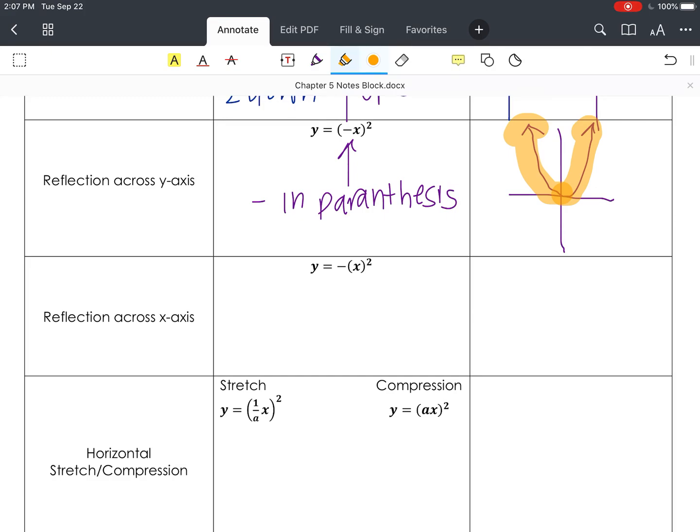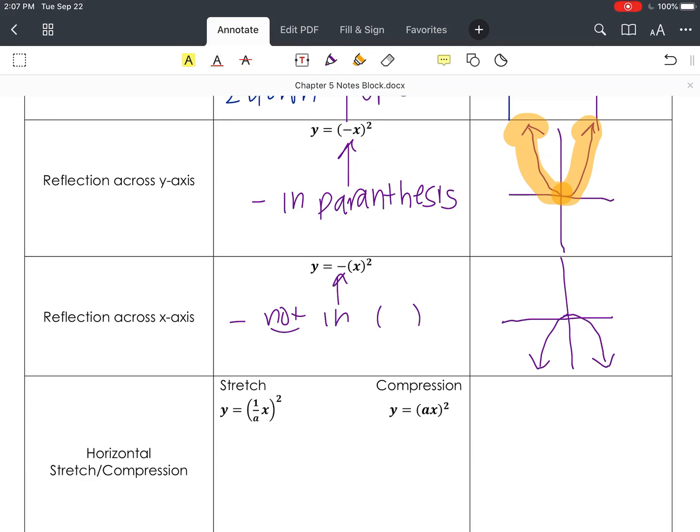To reflect across the x-axis, which is what we do much more frequently, the negative is out in front. It's not in parentheses. So it's not going to be in those parentheses. And so those reflections now cause the graph to be upside down. Again, those are the reflections we see much more frequently.